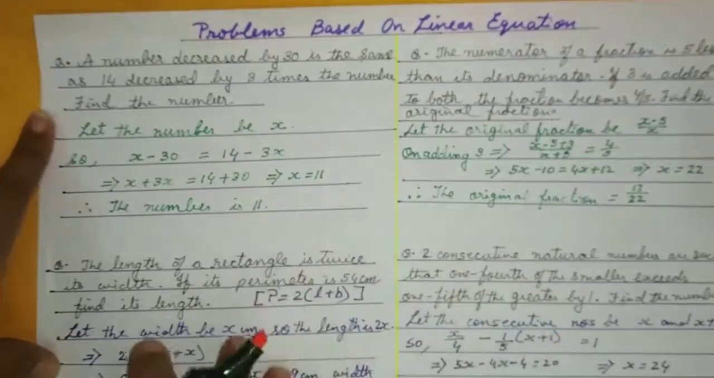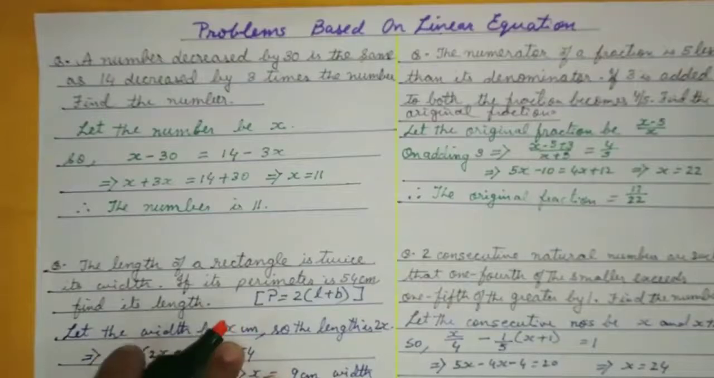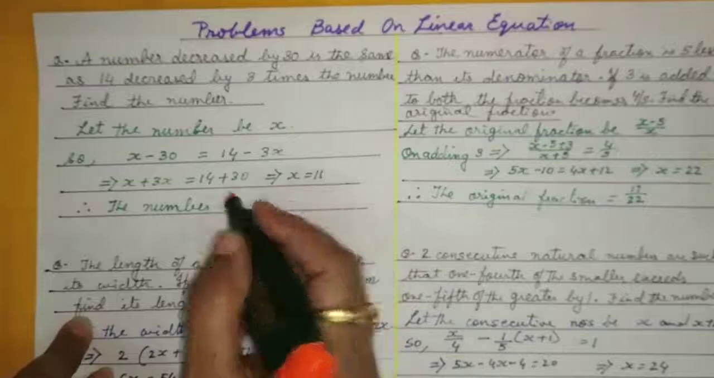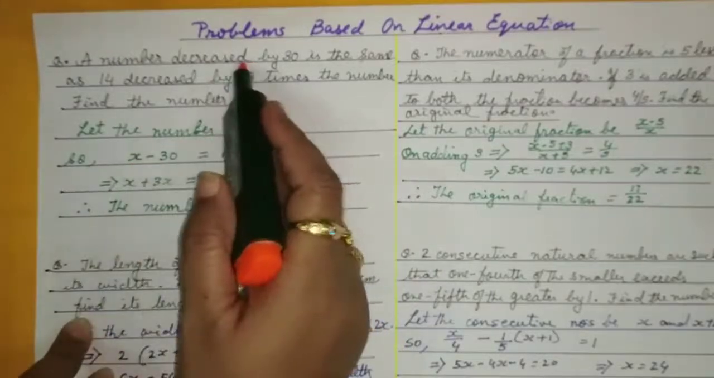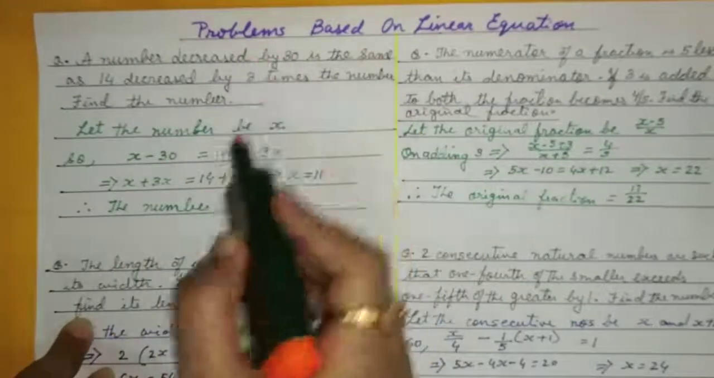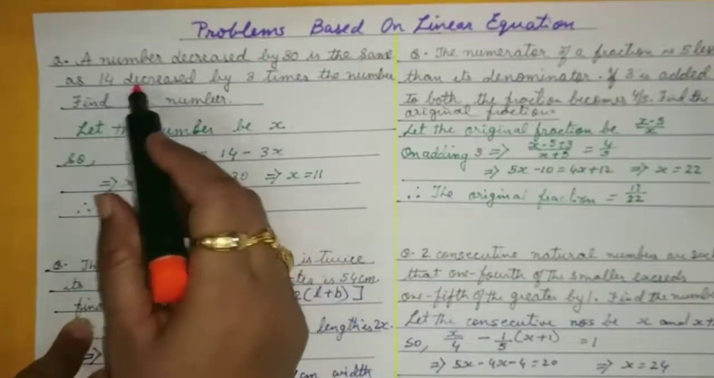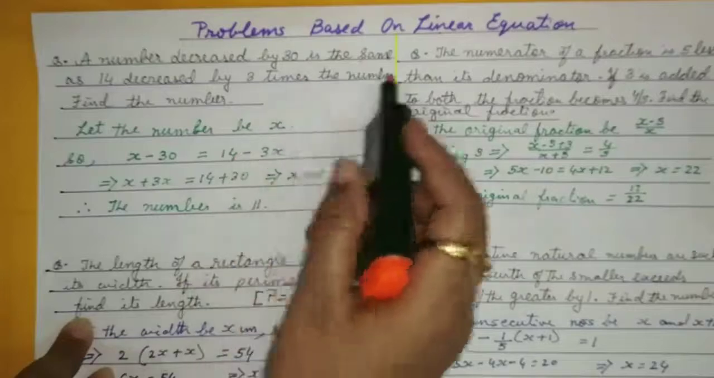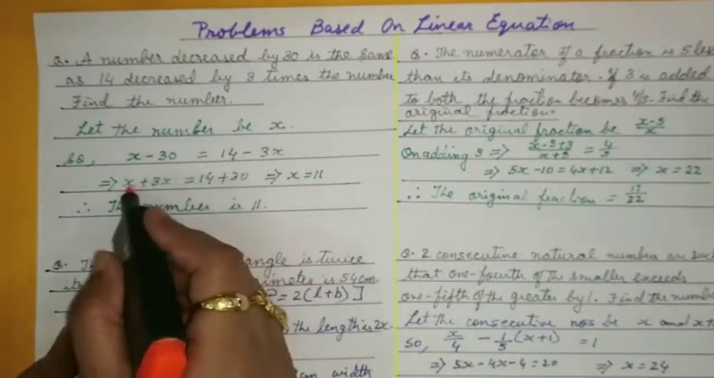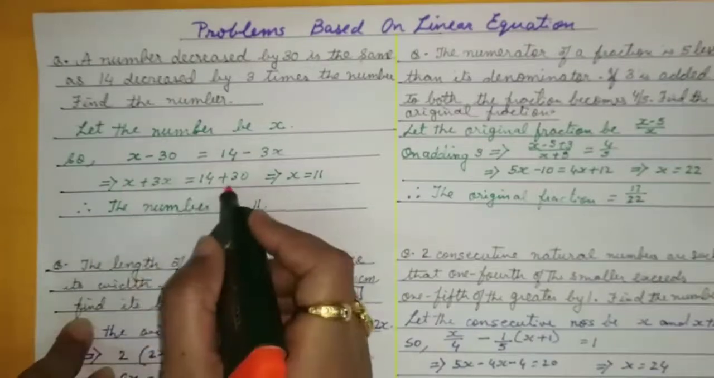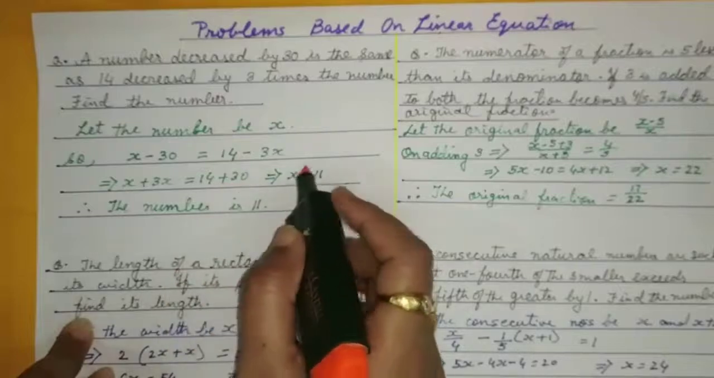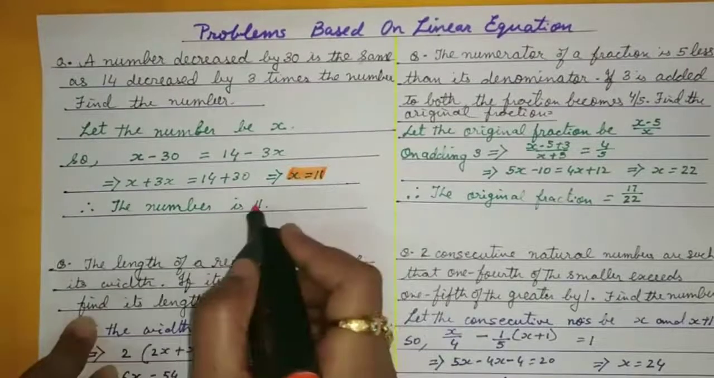It is very important for a problem based sum to write this equation. After that, solving is easy because you all have done it very nicely. Therefore, solving will not be difficult for you. We write as we read. A number decreased by 30, x minus 30, is same as, means equal to, 14 decreased by 3x, 14 minus 3x. Then we change the sides. 3x becomes plus over here, minus 30 becomes plus over here. So 4x is equal to 44, therefore x is 11, therefore the number is 11.